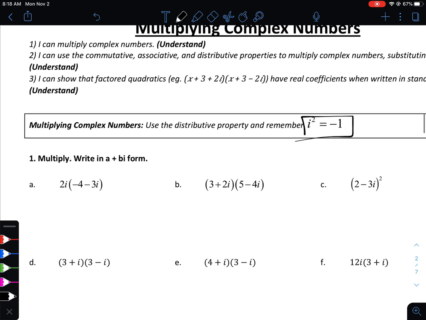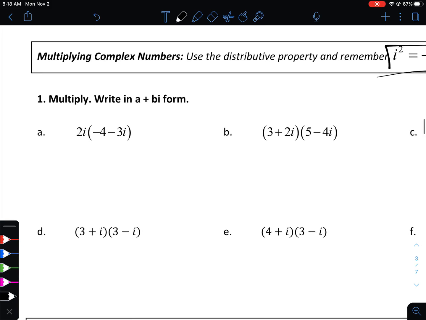So let's take a look at an example. In this first one, we have a very basic complex number of 2i multiplied by -4 minus 3i. So we'll go ahead and start by distributing. 2i multiplied by -4 is -8i. 2i multiplied by -3i is a -6i squared. So just like when you're multiplying variables, make sure that when you're multiplying i together for two different terms, that becomes i squared.